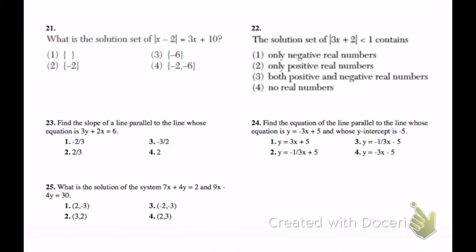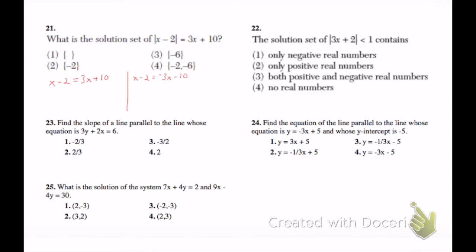Alright, question 21 reads, what is the solution set of absolute value x minus 2 is equal to 3x plus 10? Alright, so we said before that once the absolute value is by itself, we can then have two equations. And our two equations that we have to write are x minus 2, let me erase that little mark, is equal to 3x plus 10. And there's another line where x minus 2 is equal to negative 3x minus 10.